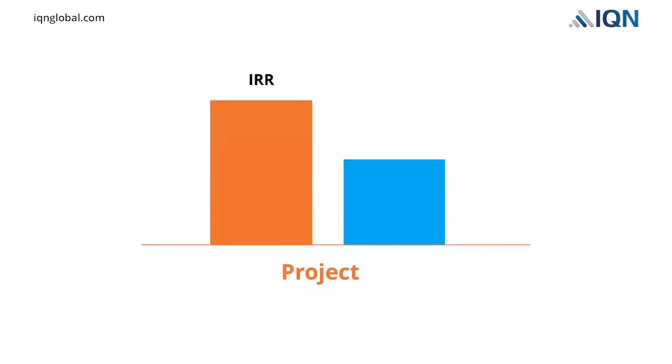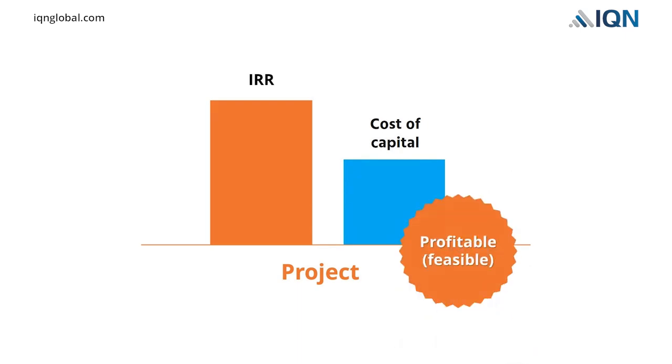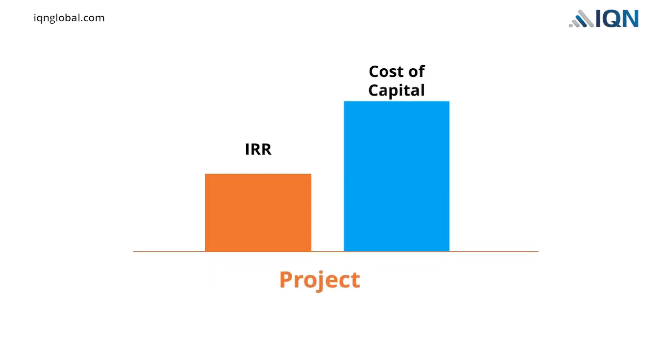If the IRR of a project is higher than the cost of capital, then the project is profitable, feasible, and hence should be accepted. On the other hand, if the IRR is less than the cost of capital, then it should be rejected because it is not profitable.